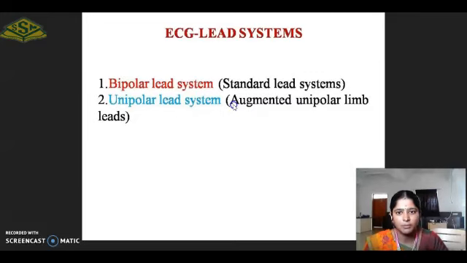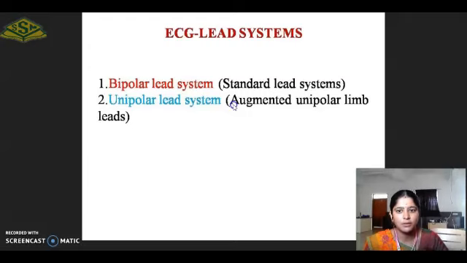Next, we are going to see about the ECG lead system. Generally, ECG has two types of lead system. The first one is the bipolar lead system, and the second one is the unipolar lead system. The bipolar lead system is also known as the standard lead system. The unipolar lead system is also known as augmented unipolar limb leads.